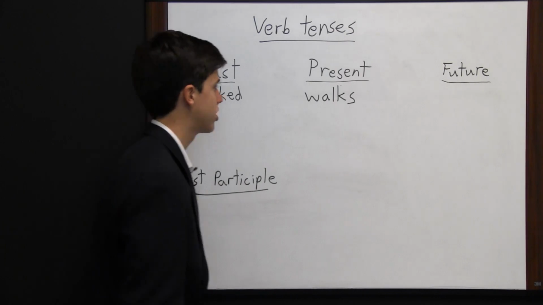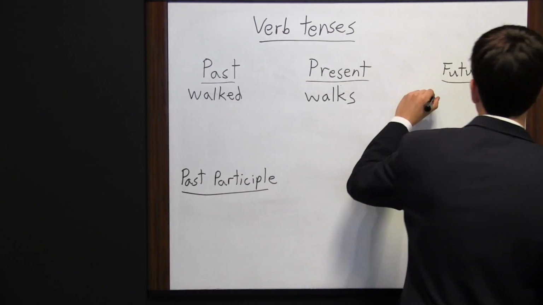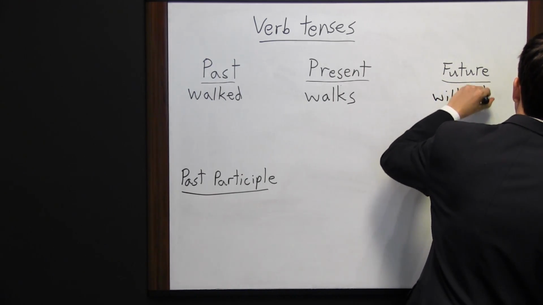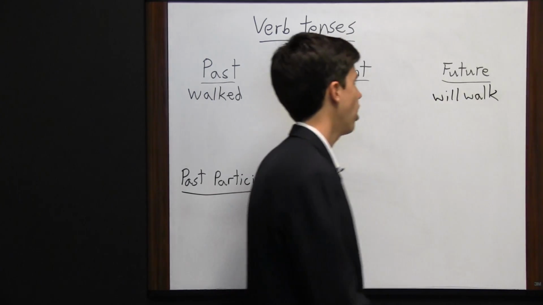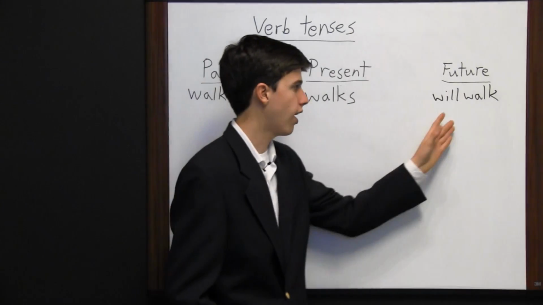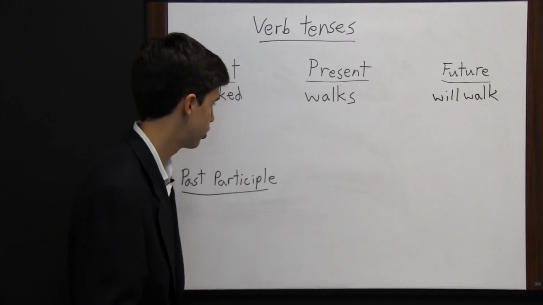Let's look at the future tense. It will be will walk. That's the future tense of the verb walk. He will walk down the street. Again, you can just look at will walk and know that means something will happen in the future.